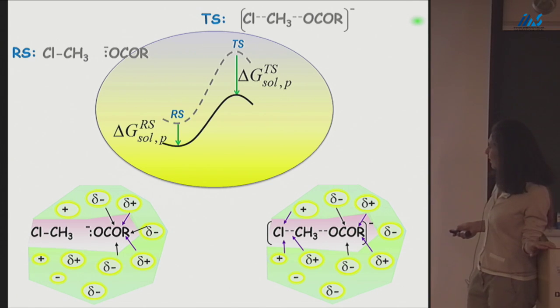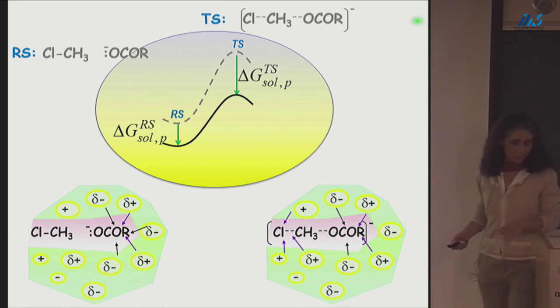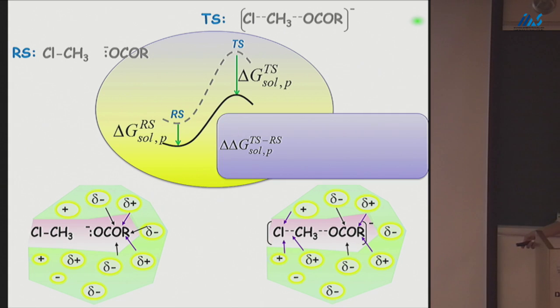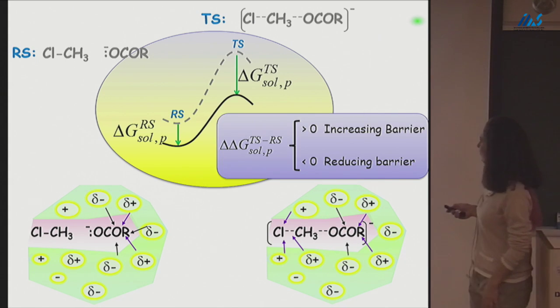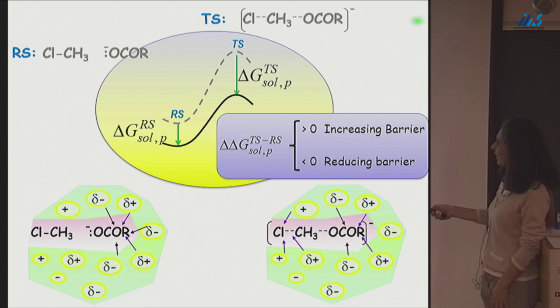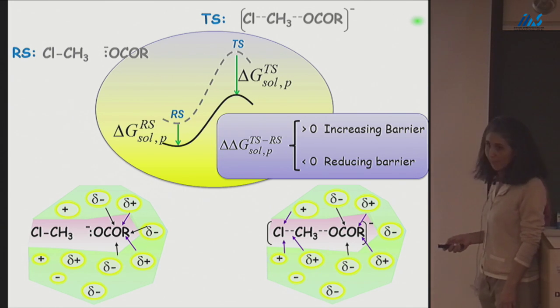When we move to the transition state, the charge that was localized on the aspartate is now completely delocalized. We have different interactions with the enzyme, and that's why we also have a different solvation energy. And eventually, the difference between these two solvation energies is what we call delta delta G of solvation. If it is positive, it means that it is increasing the barrier. If it is negative, it means it is reducing the barrier.